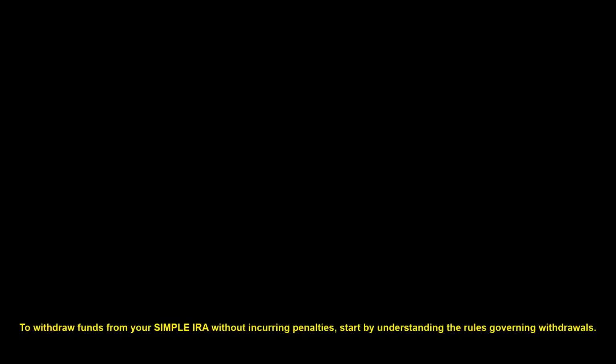To withdraw funds from your SIMPLE IRA without incurring penalties, start by understanding the rules governing withdrawals. Confirm you are eligible for a withdrawal under IRS guidelines. Check if you have met the 2-year requirement since opening your SIMPLE IRA. If you are over 59.5 years old, you can withdraw funds without penalties.